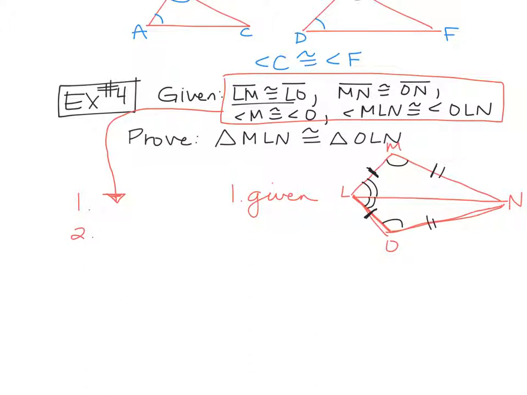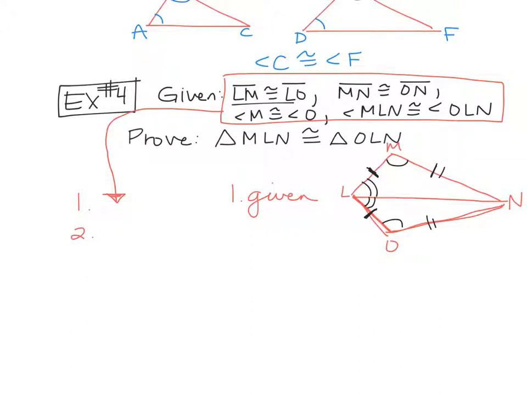Now we got to figure out, is our third side congruent to our third side, and is our third angle congruent to our third angle? Anyone want to venture a reason as to one or the other of those being true? Angelina. LN is congruent to NL. How do we know that? It's the same segment. Okay, do you remember which property says LN is congruent to LN?